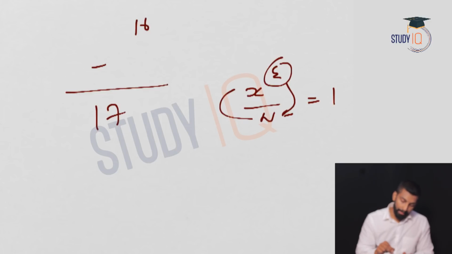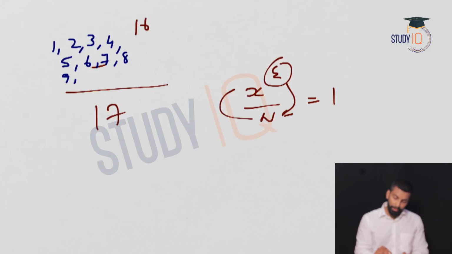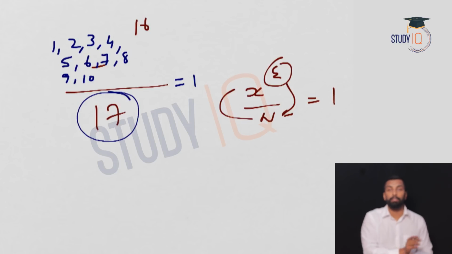You can write 1 here, 2, 3, 4, 5, 6, 7, 8, 9, 10. Any number you write, you'll get remainder 1, because all these are coprime with 17. Why are all coprime with 17? Because 17 is a prime number, so there are no common multiples. I hope you understood. So you can define a prime number like this. This is a reverse definition.